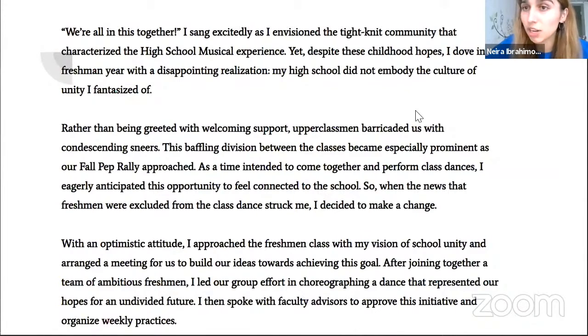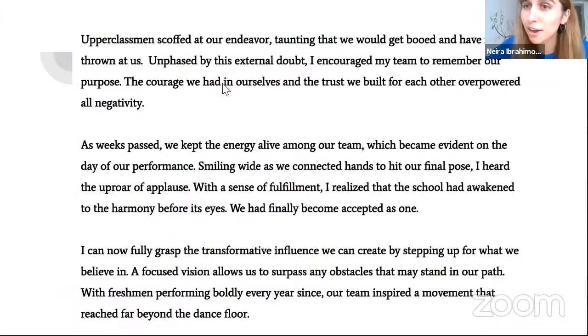Additionally, when you take initiative, you're sometimes faced with challenges. Upperclassmen scoffed at our endeavor. We were taunted for it. We were booed for it. People told us we'd have food thrown at us. Did this faze us? Heck no. That's you overcoming small challenges on your road of taking initiative.